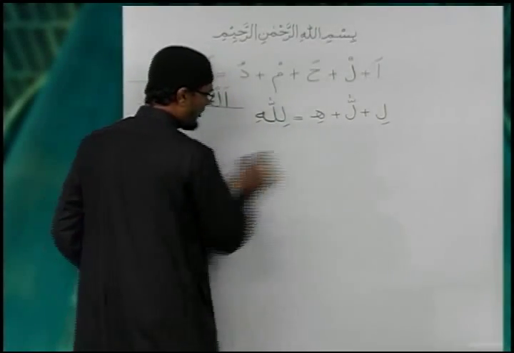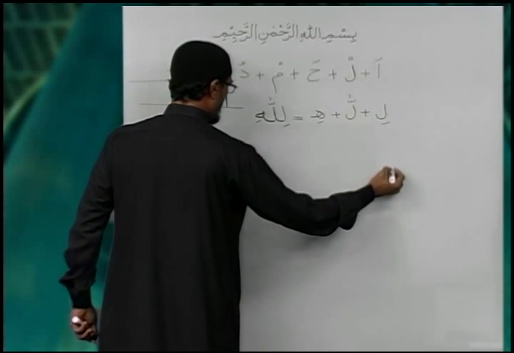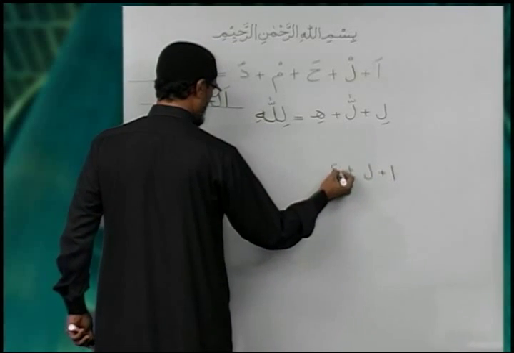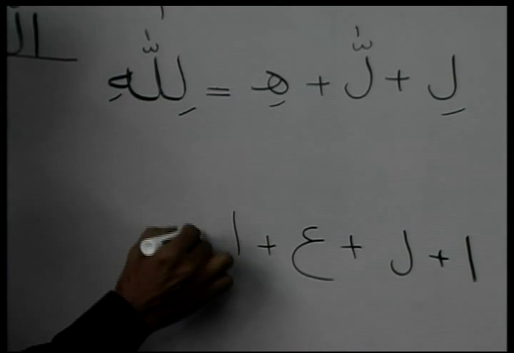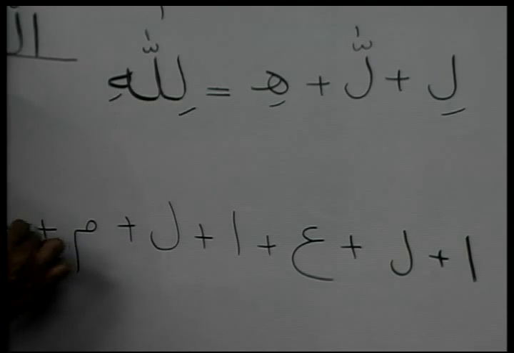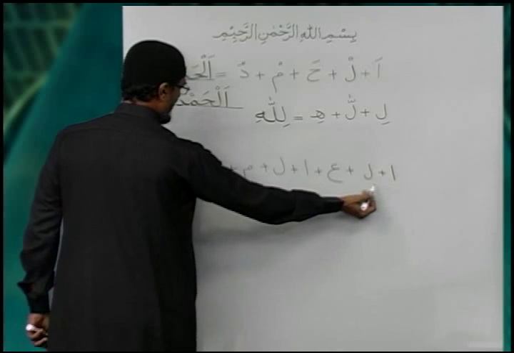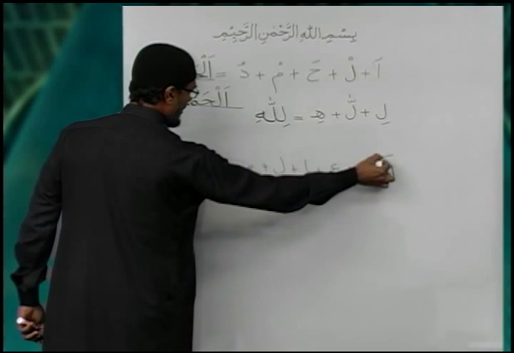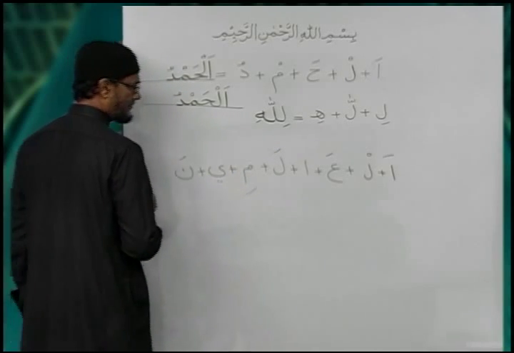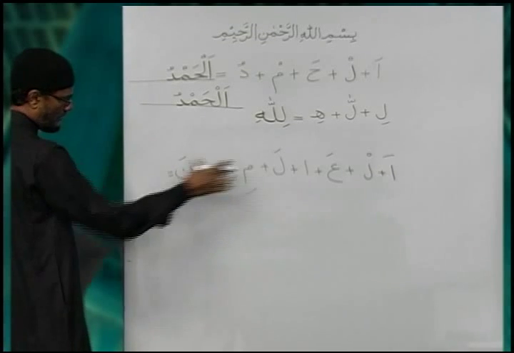Okay? Let's take a long word now. Alif plus lam plus ain plus alif, lam plus a mim plus a ya plus a noon. All right? Al, a, la, mi, na. What would we get from all of that? All right? Let's see if that long word could fit here.